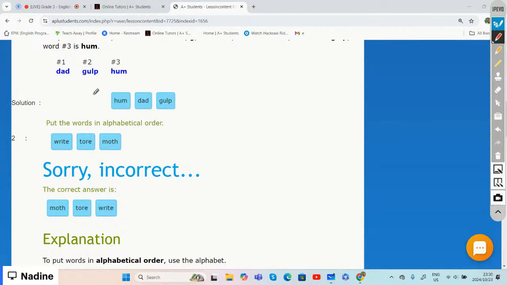So here we have the words white, tall, and moth. We need to put these words in alphabetical order.